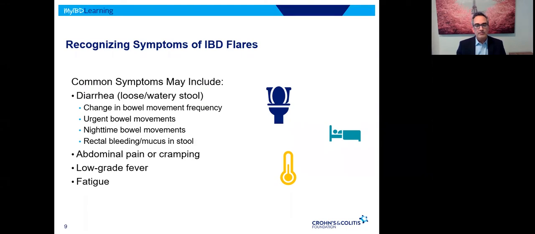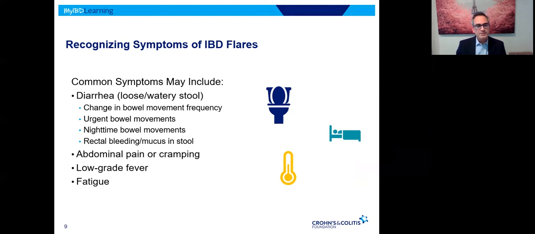The slide here outlines the most common symptoms that we might see in IBD flares: diarrhea, which is loose or watery stools, a change in bowel movement frequency, an increase in urgent bowel movements and nighttime bowel movements, and rectal bleeding with potential mucus in the stools are hallmarks of flares of IBD. Flares can also be accompanied by abdominal pain or cramping, low-grade fever, and fatigue.